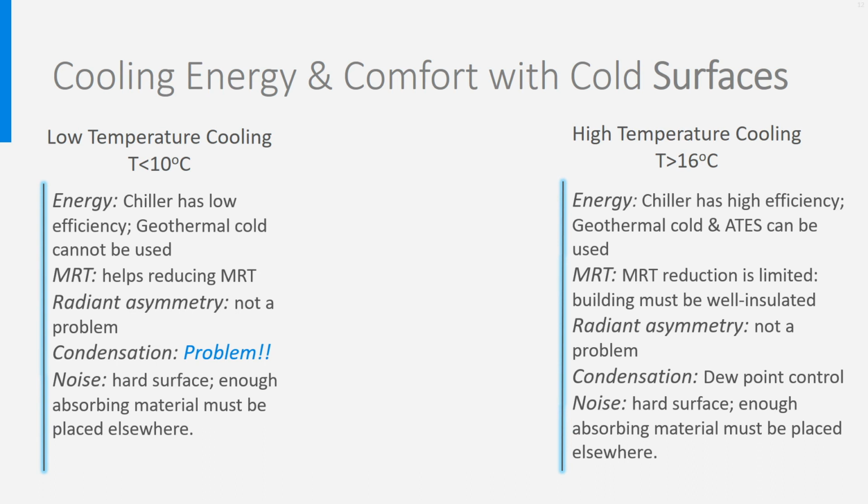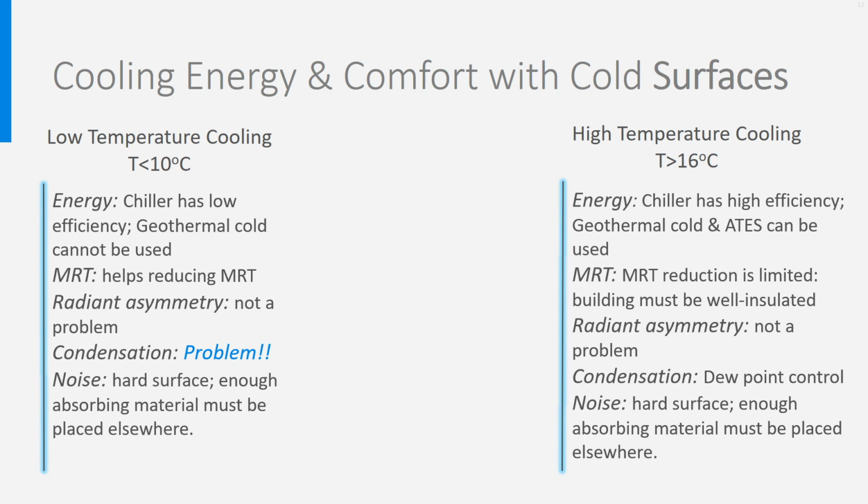So these systems are to be used in already well-insulated buildings where windows and walls are not expected to become very warm. From the viewpoint of energy, the chiller will have a very high efficiency at these high temperatures, and geothermal or river cold can be used, as well as aquifer thermal energy storage, the so-called ATES. And what about condensation? Well, on a panel at 16 degrees, air at 24 degrees Celsius can condensate if the relative humidity is above 60%, so the humidity has to be kept lower.